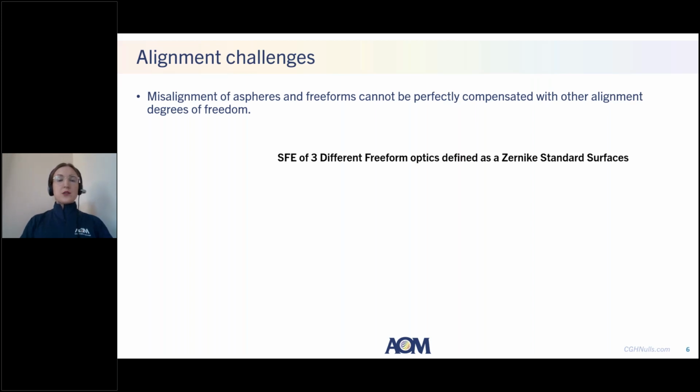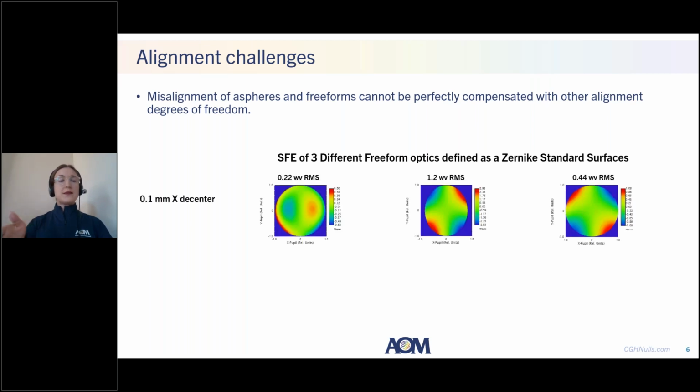So what I'll show here is an example of surface figure error of 3 different freeform prescriptions. And this is the surface figure error when the test optic is misaligned by 0.1 millimeters in X. And you can see here that each of these different prescriptions has wildly different surface figure error induced from that misalignment, and that misalignment signature looks a little bit different for each of these parts.